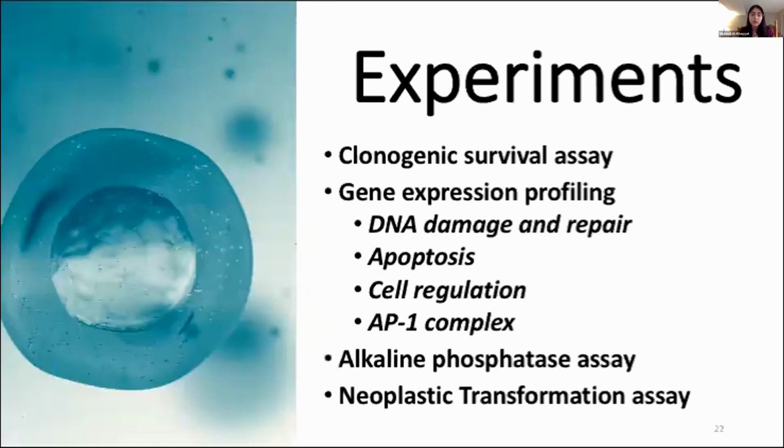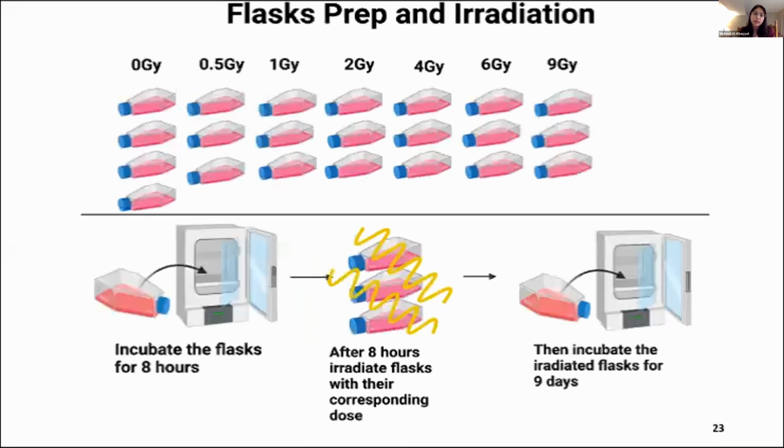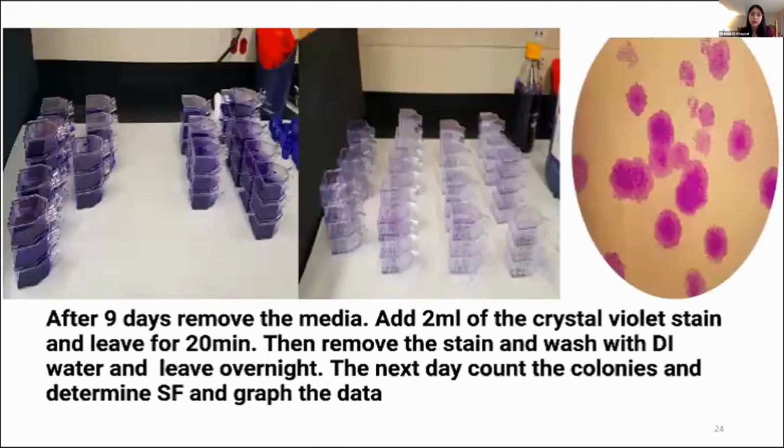Once we had our cell lines verified, we moved into experimental work, or assays. The usual experiments in a radiation biology lab are the survival assay, gene expression, alkaline phosphatase, and the transformation assay. For the survival assay, we selected our doses from low to high, in addition to our sham control. We seeded certain densities of cells per flask, per condition. Then 8 hours after seeding, we irradiated the cells with each of the doses, and 9 days after that, we stained the cells to count their colonies to find the survival of the cells.